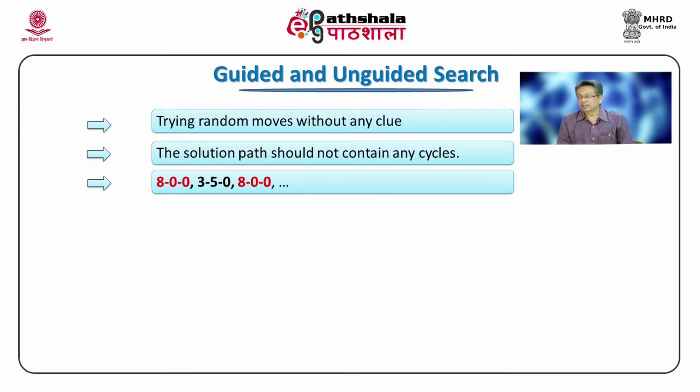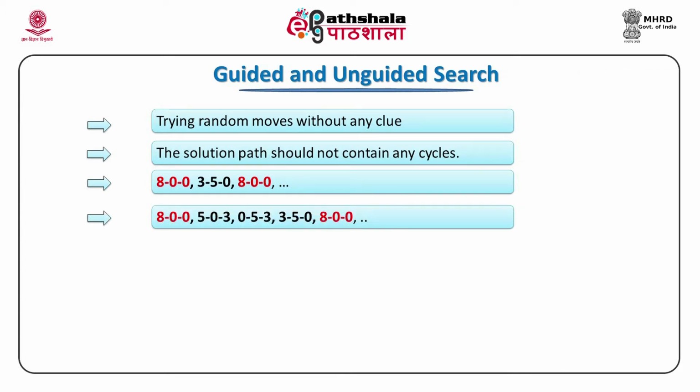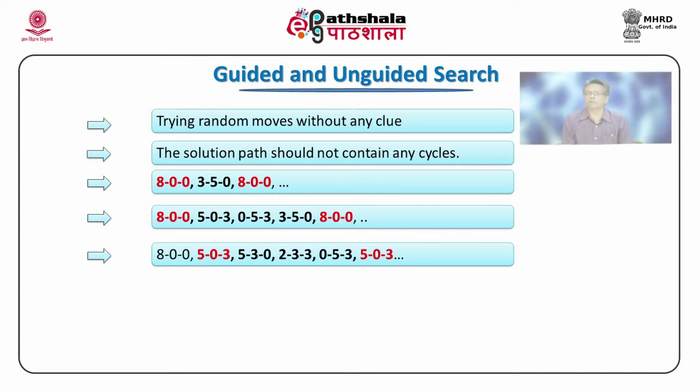In fact, you can easily see that the other requirement is that we should actually be moving. If there is a cycle, you are not moving further, you are circulating at the same place. And there are two other examples. You can see 800, 503, 053, 350, 800. Now this is something which you should try to avoid. You can see that in the third one also you have a cycle. Why do we want to avoid cycles?